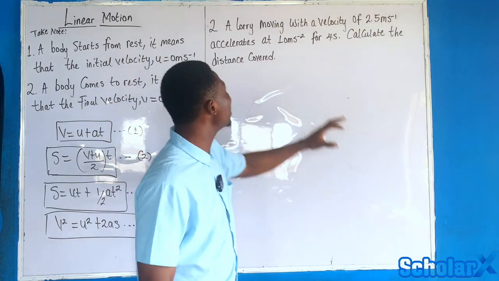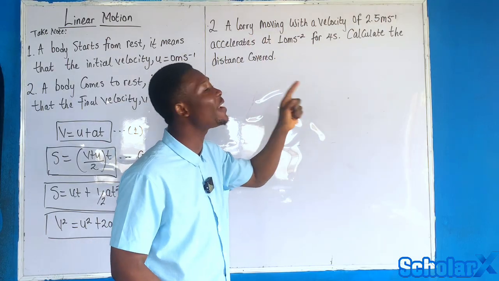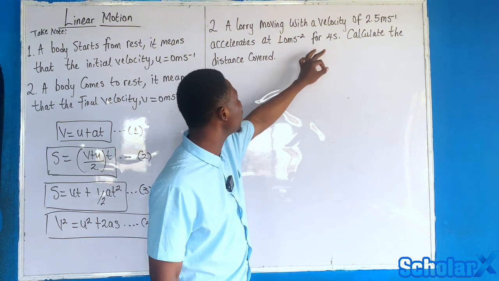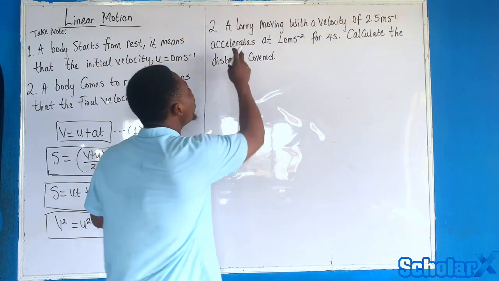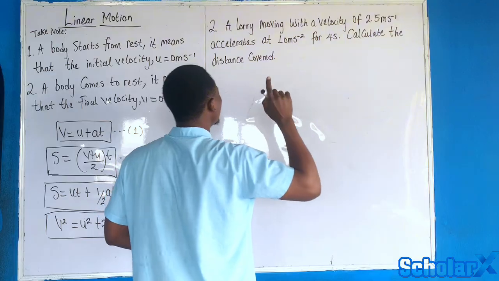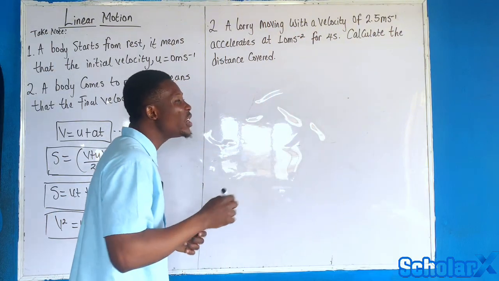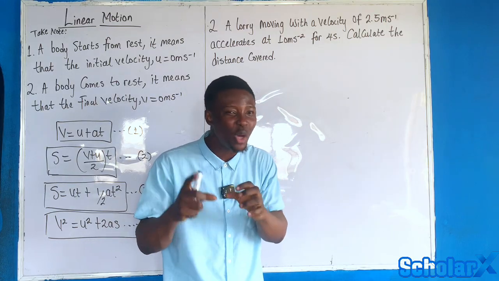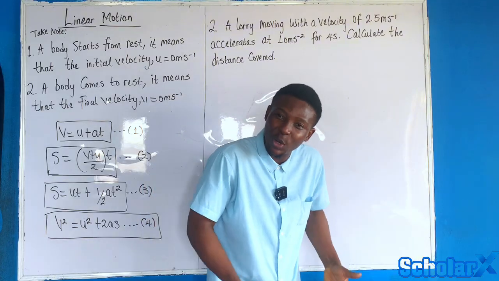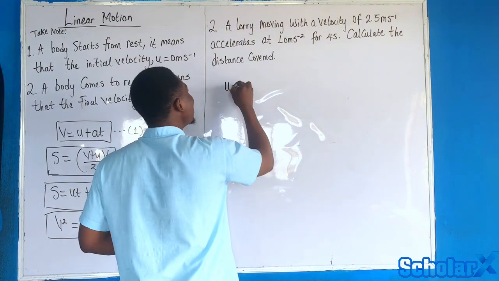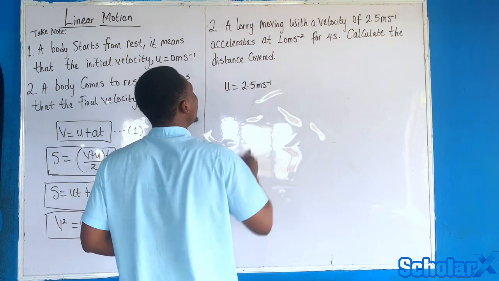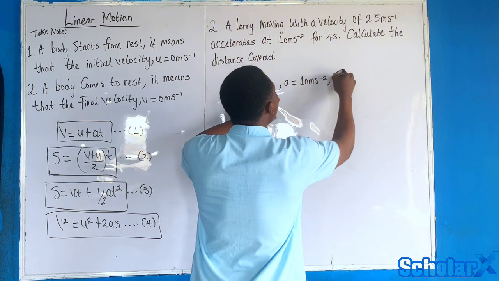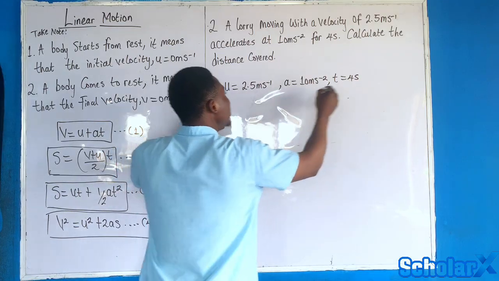So let's look at this question. It says a lorry moving with a velocity of 2.5 meters per second accelerates at 10 meters per second squared for 4 seconds. Calculate the distance covered. A body moving with a velocity, this velocity, is it the final or the initial velocity? A body moving with a velocity has the starting velocity, that's initial. So U in this case is equal to 2.5 meters per second.